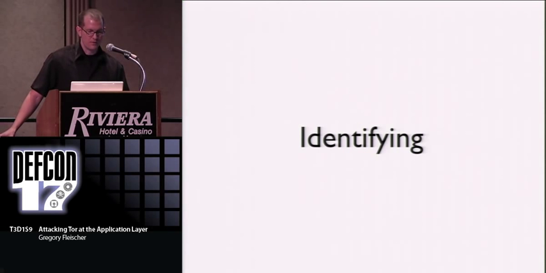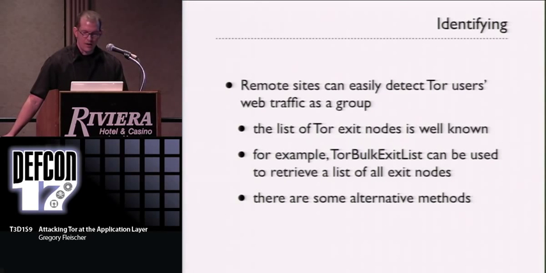So let's move on to the identifying stage. How do we go about detecting Tor users as a group? You know, the group of Tor users, when you go to visit a site using Tor, you kind of stand out. I mean, sure, there are a lot of people using Tor, but in the global scope of the internet, you're a very small group of people.